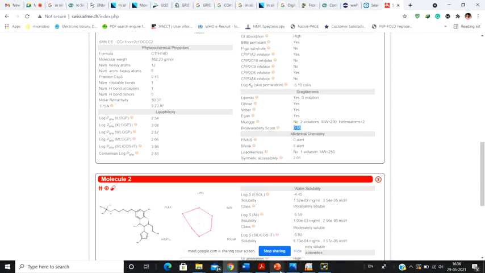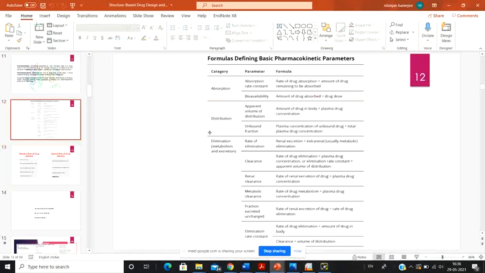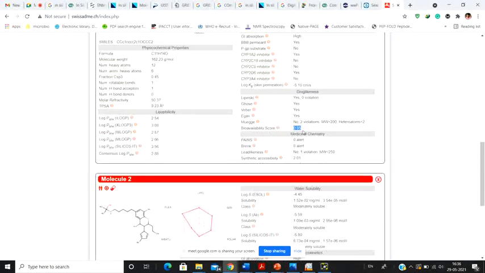Remember the bioavailability score? How did I calculate it? The bioavailability is the amount of drug absorbed by the drug dose, and the closer the score is to 1, the better the drug is. So it has a 0.55 score.